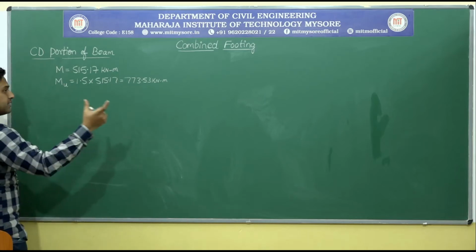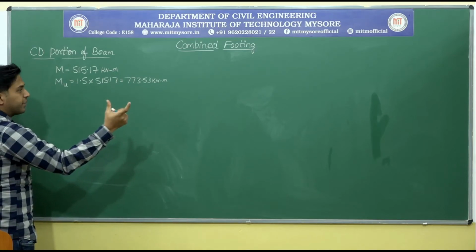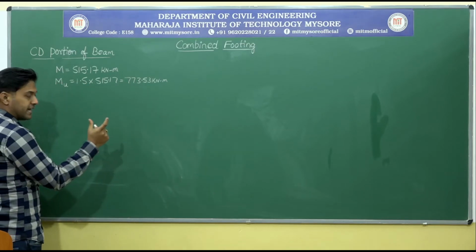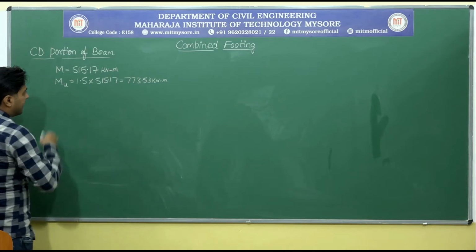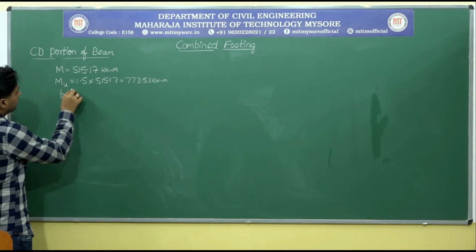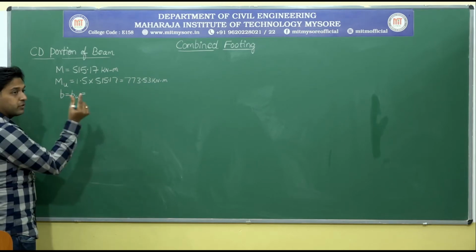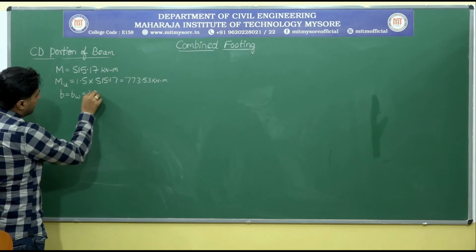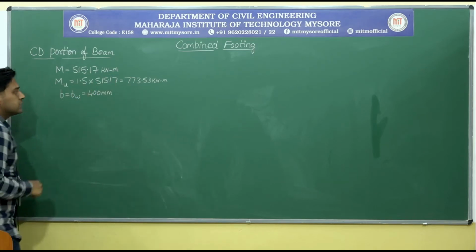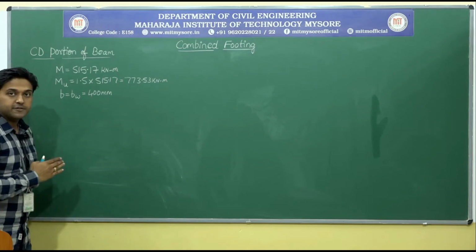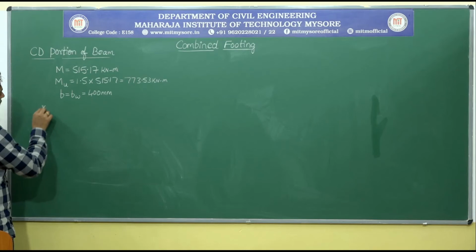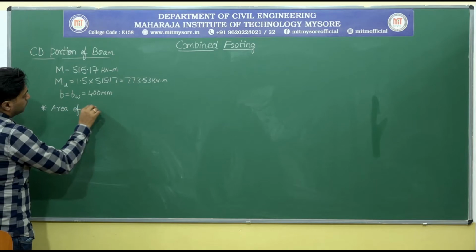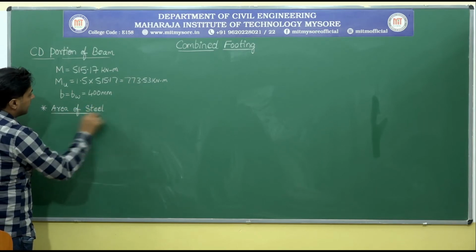Obviously, as it is an end portion, that is the CD portion, the end portion needs to be designed as a rectangular beam. Only the mid portion needs to be designed as the T beam. Here it's a rectangular beam. So for a rectangular beam, B will be equal to BW, that is the width of the web. The value is 400 mm. Now, how to calculate the area of steel? Using the formula. Before that, let me write down the heading, area of steel. So area of steel I need to calculate.